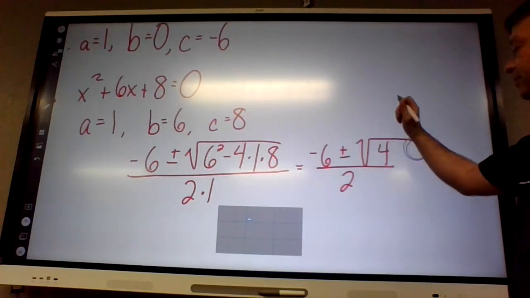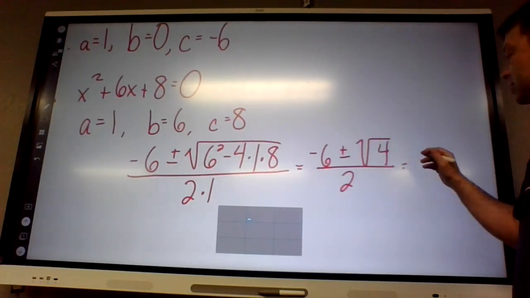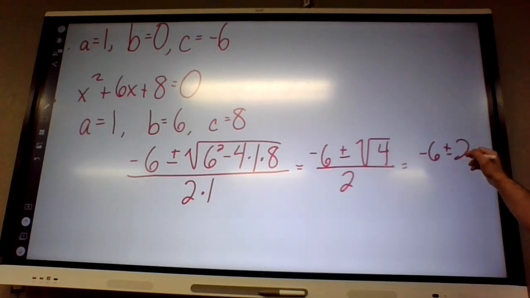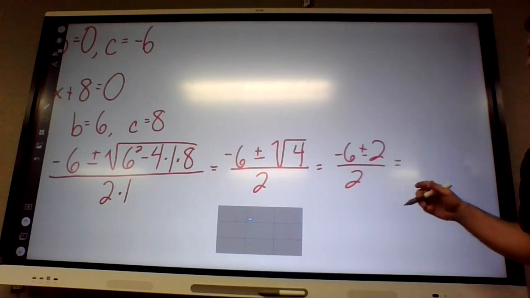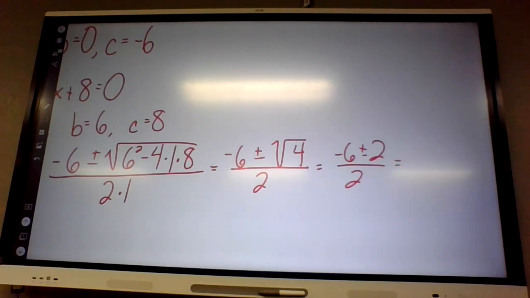And the square root of 4 is 2. So it's negative 6 plus or minus 2 over 2. How many answers is it going to give us? 2. Remember, pretty much every problem we've done this chapter has had 2 answers. You guys notice that? Quadratic equations should have 2 answers, typically.